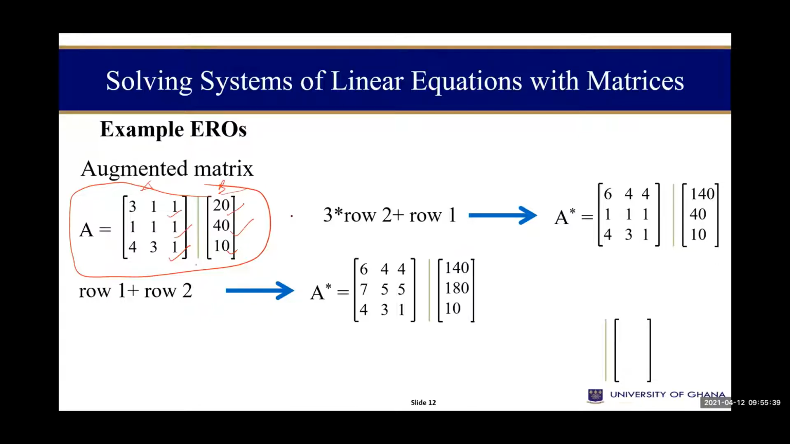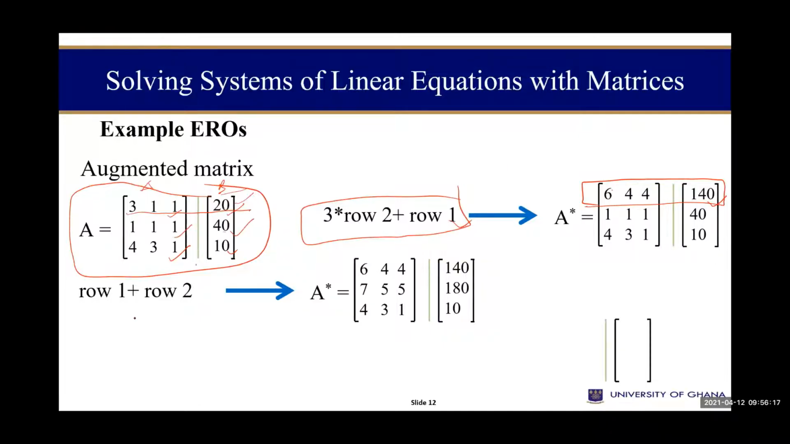So 3 times 1 is 3, plus 3 will give you 6 here. 3 times 1 again is 3, plus 1 will give you 4. 3 times 1 is 3, plus 1 will give you 4. Then remember, you are also working on these particular matrices, because they are all on row 1. So 3 times 40, that will give you 120, plus 20 will give you 140. I have changed row 1. This kind of operation is allowed.